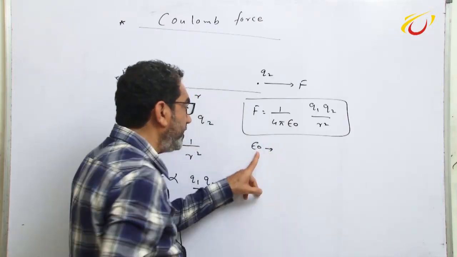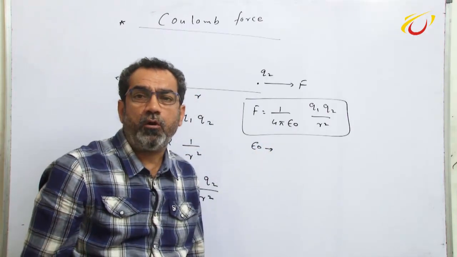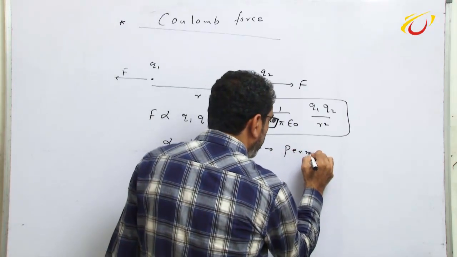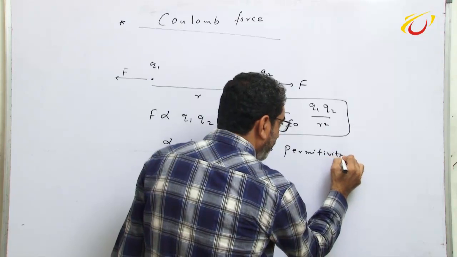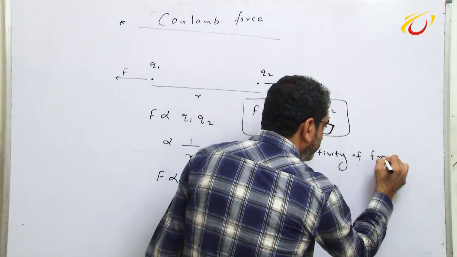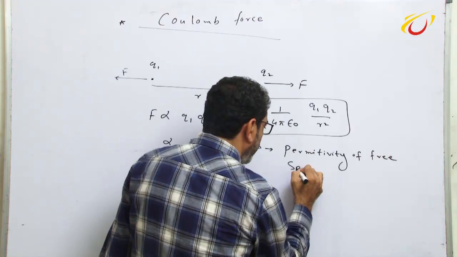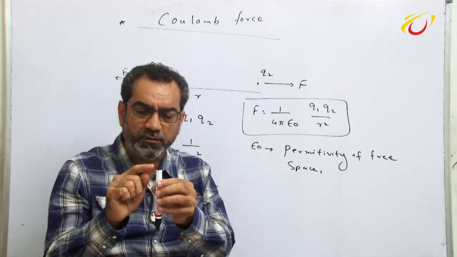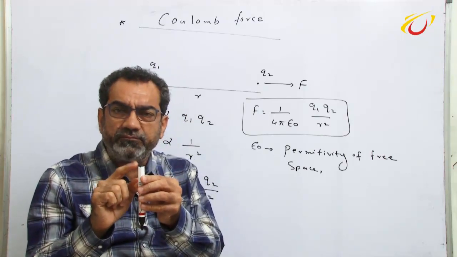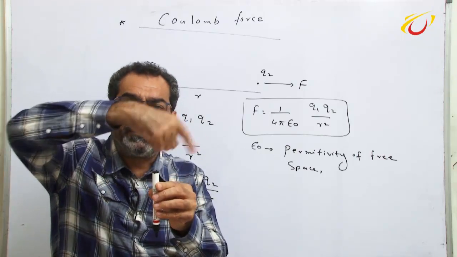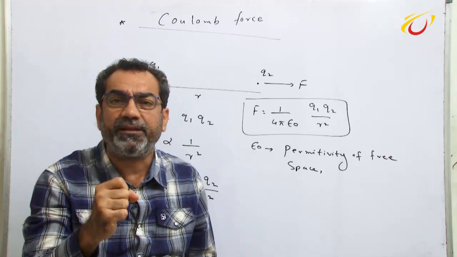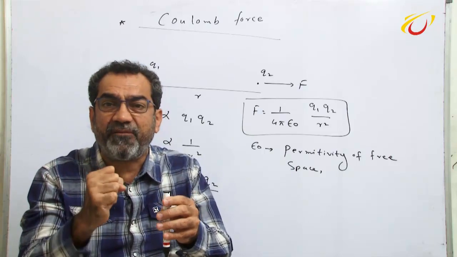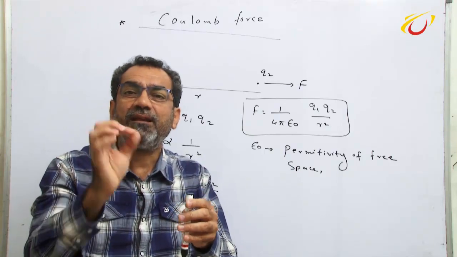Here epsilon, I repeat, epsilon is called permittivity of free space. Now what is that? That's very important. Suppose I put any charge here. So this space has how much ability to store its effect, I repeat, its effect in the form of electric field.